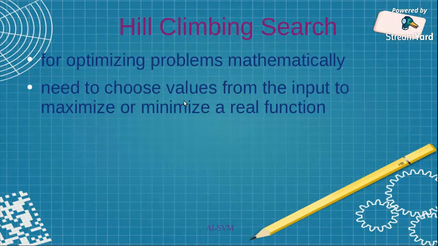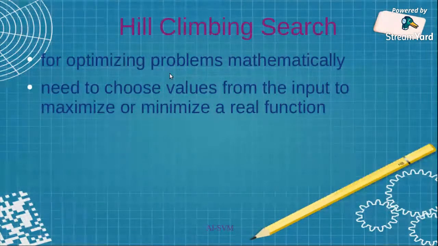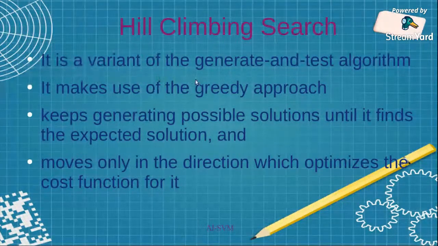So we want to reach a place where you don't have anything more to climb. That's how the hill climbing strategy works. It's a variant of the generate and test algorithm. It makes use of a greedy approach. That means when you are given a choice, which one you want, yes, definitely we show our greediness and we try to fetch the costliest thing available among the things offered to us. So we go for a greedy approach and move only in the direction which optimizes the cost function.